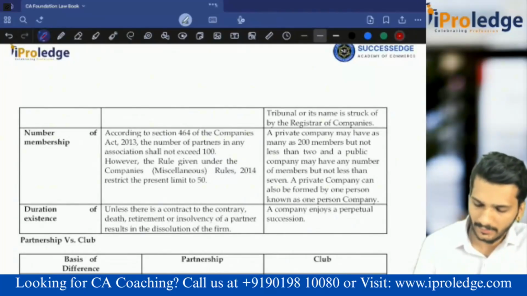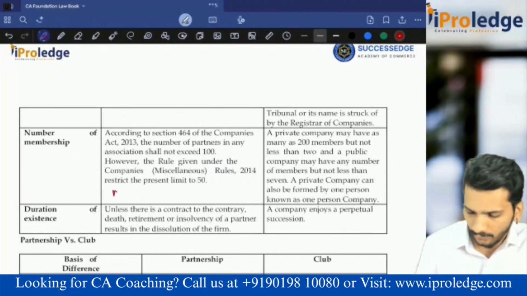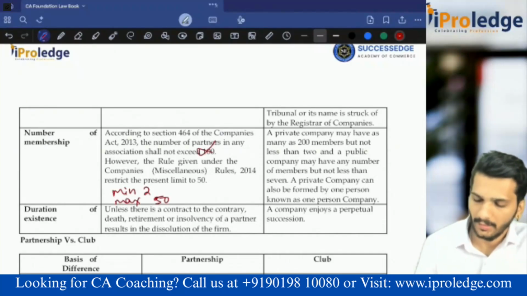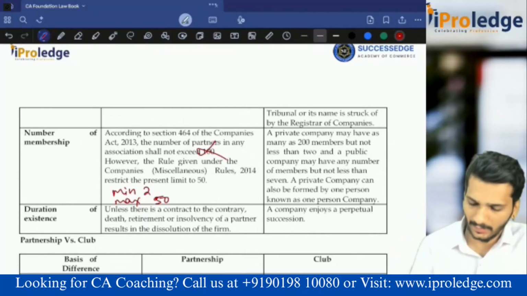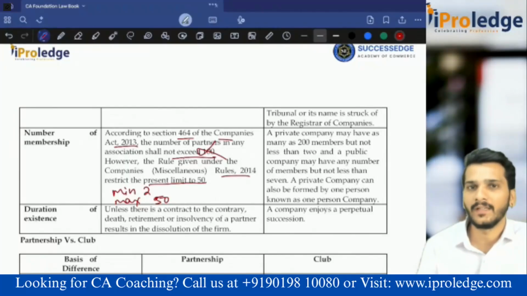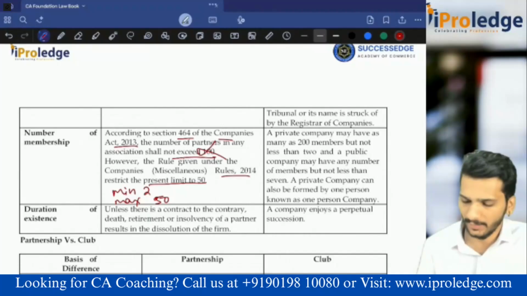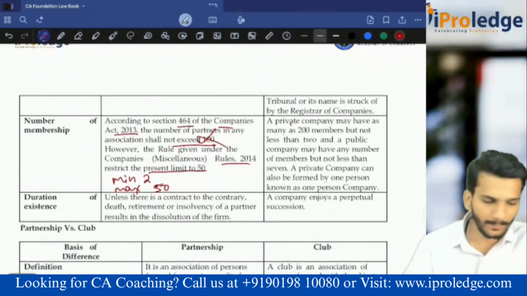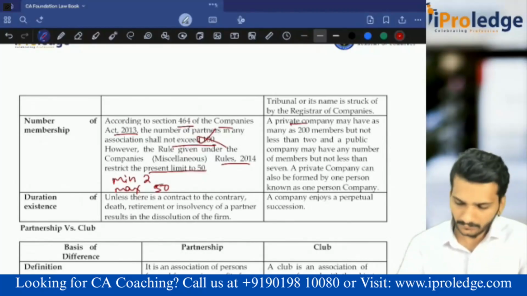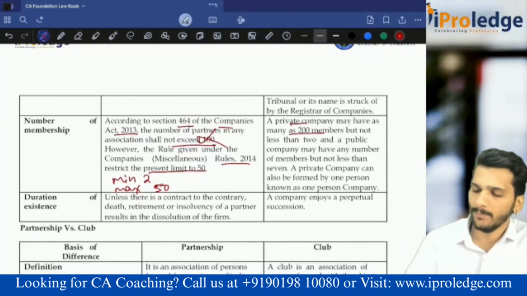Then the number of members: minimum 2, maximum 50, not 100. As per Section 464 of the Companies Act 2013, it said it shall not exceed 100. But later they changed it; presently, the limit is 50. In case of a private company, the maximum number of members is 200, minimum is 2. And in case of a public company, minimum is 7, maximum is unlimited.